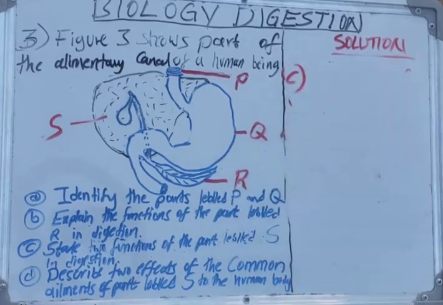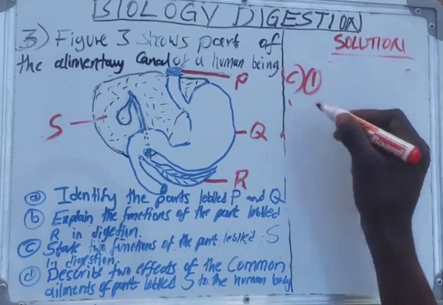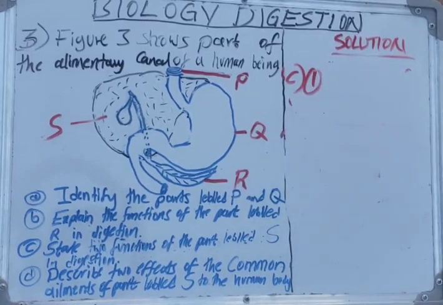Okay, this is C. So S, which is the liver, has so many functions. Mind you, there is that question which comes in the essay part which just says explain the functions of the liver, and they give it 12 marks, meaning the liver has so many functions. In this case they just want two functions which the liver has in digestion. So the first answer, the liver has so many functions in digestion.